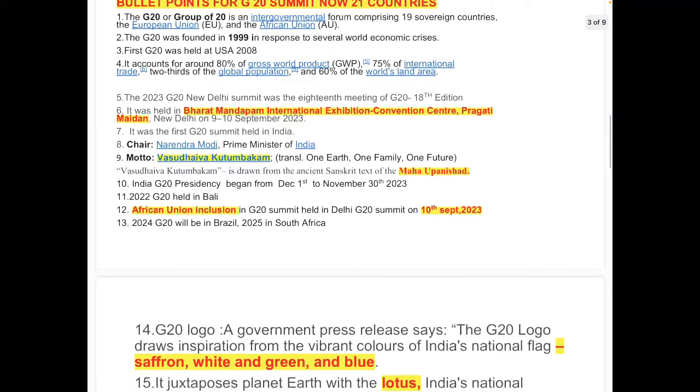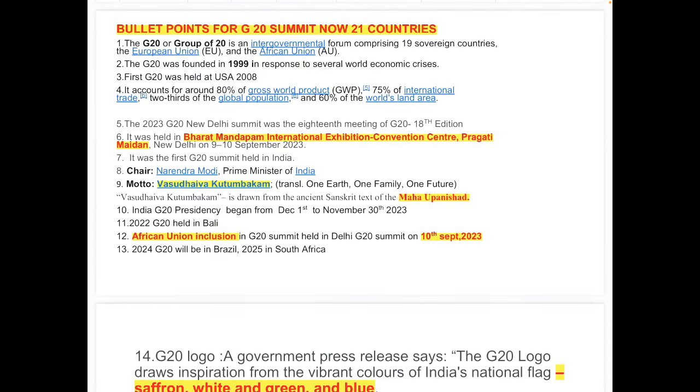Next, we will see the bullet points for the G20 summit, which now becomes 21 countries. The G20, or Group of 20, is an intergovernmental forum comprising 19 sovereign countries, the European Union, and the newly added African Union. The G20 was founded in 1999 in response to several world economic crises. It is very important to remember that the G20 was founded in 1999, and it was first held in the USA in 2008. It accounts for around 80% of gross world product, 75% of international trade, 2/3 of the global population, and 60% of the world's land area.